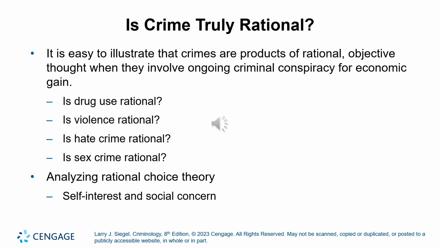So this pushes us to think critically about the limits of rational choice theory. To analyze this theory, we have to consider both self-interest, the idea that people act to benefit themselves, and social concern, meaning how social pressures, emotions, or moral beliefs influence behavior. This section helps us examine whether rational thinking truly explains all types of criminal behavior or only certain kinds.